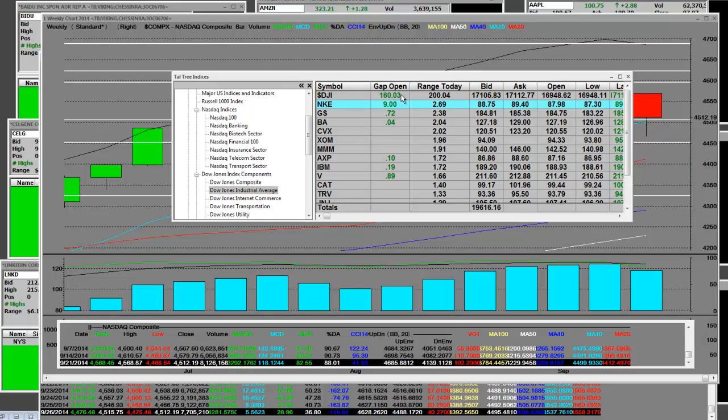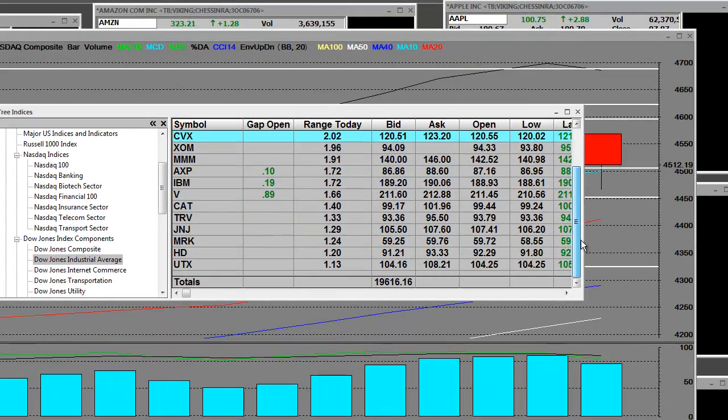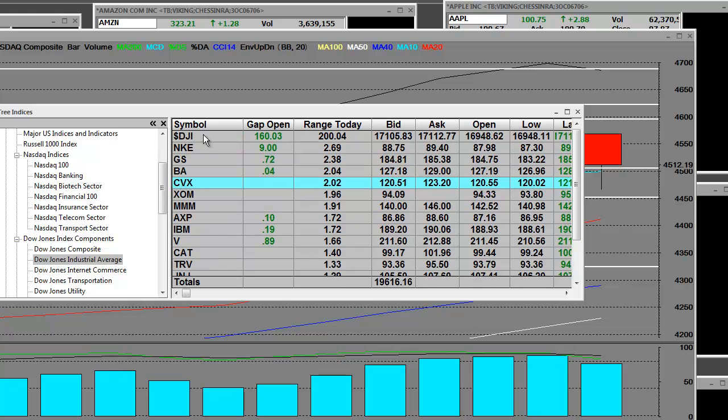Nike was an all-star. They beat their earnings and they rock and roll. You got, of course, all kinds of things in here. You got Goldman Sachs, you got Nike, you got CVX. You have exactly 30 stocks in the DJI. And you can see the price action on the range today in all of these Dow Jones Industrial Average components. That's the indexes that we're trading right now. You have Caterpillar in here. You got Visa, IBM, American Express, ExxonMobil.